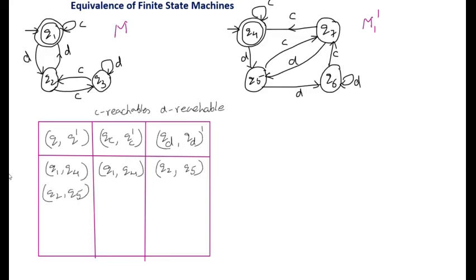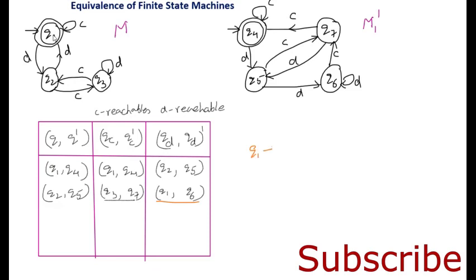In machine M, Q2 on C moves to the state Q3, and Q5 on C moves to the state Q7 in machine M dash. So the pair is Q3, Q7. Q2 on D moves to the state Q1 in machine M. Q5 on D moves to the state Q6 in machine M dash. Q3, Q7 are both non-final states in M and M dash respectively. But Q1, Q6 are not both final states and not both non-final states.